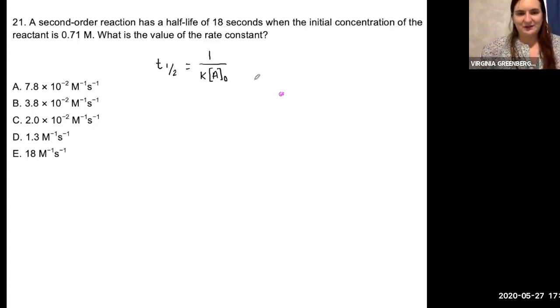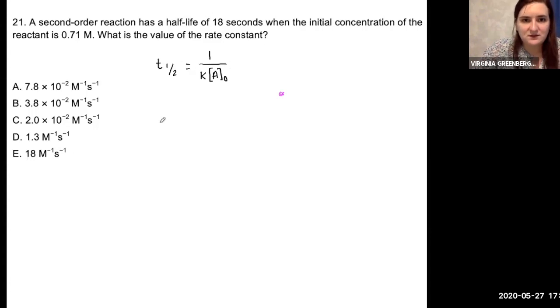Okay, looks like we're back. Sorry. So, back to our second order reaction. They want us to figure out the rate constant, and what they've given us is half-life and initial concentration. And so for the second order half-life equation, we have 1 over K times initial concentration. And so we know 2 of these 3 things, and we're just trying to find the third.